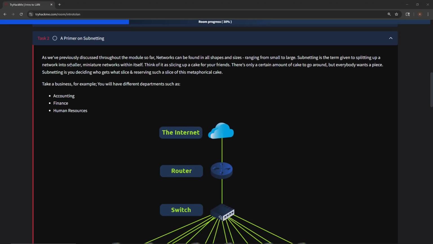As we previously discussed throughout the module so far, networks can be found in all shapes and sizes, ranging from small to large. Subnetting is the term given to splitting up a network into smaller miniature networks within itself. Think of it as slicing up a cake for our friends. There's only a certain amount of cake to go around, but everybody wants a piece. Subnetting is us deciding who gets what slice and reserving such a slice of this metaphorical cake.